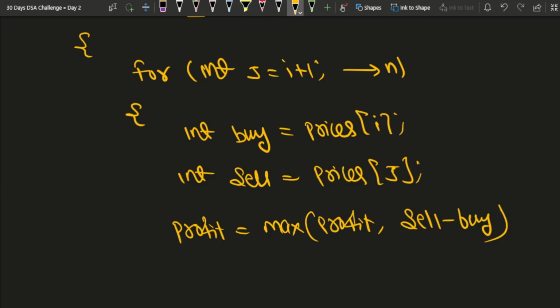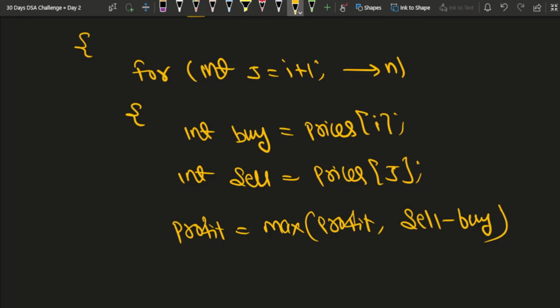Now why have I written this sell minus buy? Because this is the formula for our profit. And at the end I just need to return my profit variable. So this is the code, quite simple, right? Let's just code it up without wasting much time.